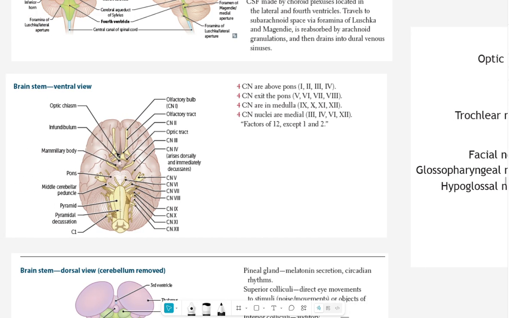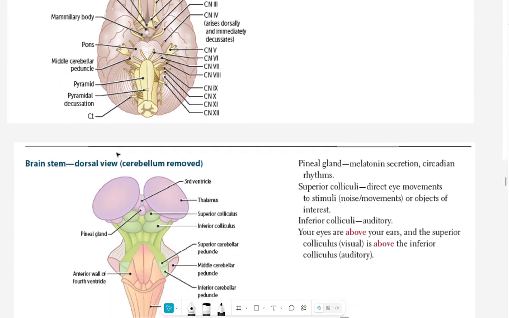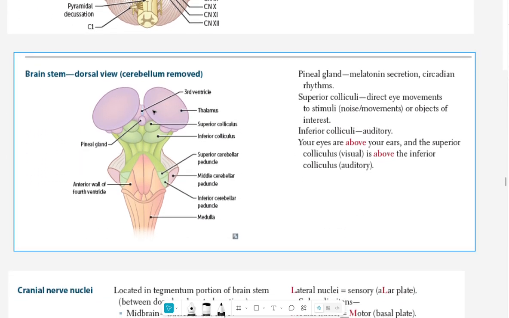Okay, then we have to see the dorsal view of the brainstem here. This is the dorsal view of the brainstem. You can see the pineal gland here. The pineal gland is basically the gland that produces melatonin. The function of melatonin is to regulate your circadian rhythm, your sleep-wake cycle, basically, right? And then you have the superior and inferior colliculus.